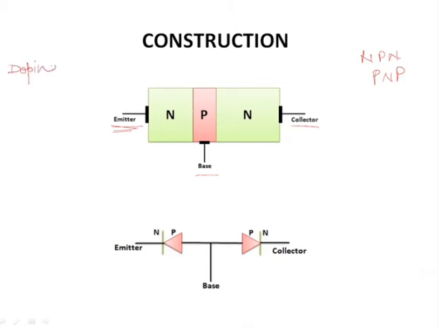If we talk about doping concentration, you should note this, that emitter is heavily doped. Why heavily doped? Because it needs to emit more number of electrons. Base is very lightly doped, very lightly.